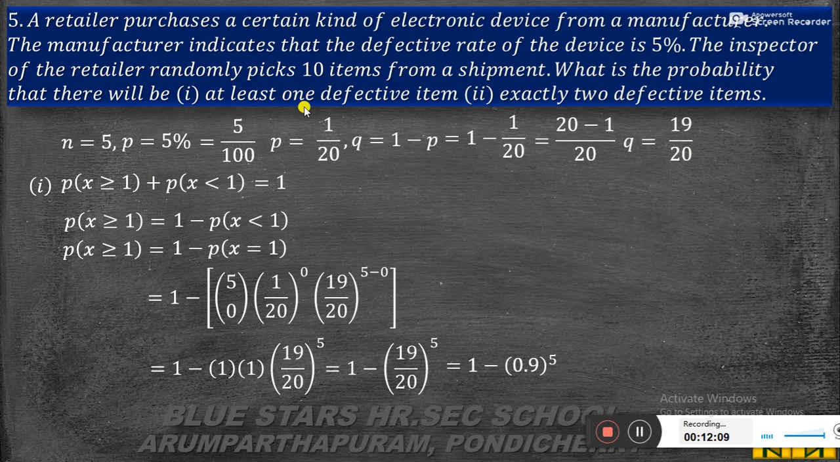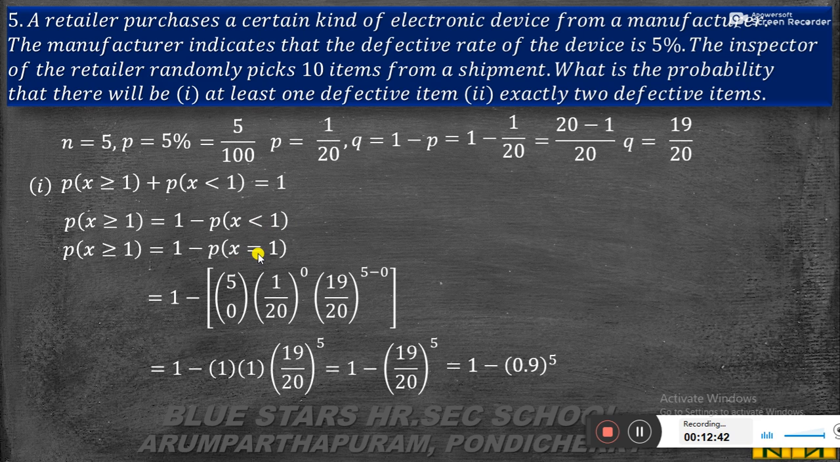And they are asking about at least one defective item. At least one defective item means probability of X greater than or equal to 1 plus probability of X less than 1 equal to 1. So probability of X greater than or equal to 1 means 1 minus probability of X less than 1. X less than 1 means we take the smaller value than 1. So the smaller value than 1 is x equal to 0.